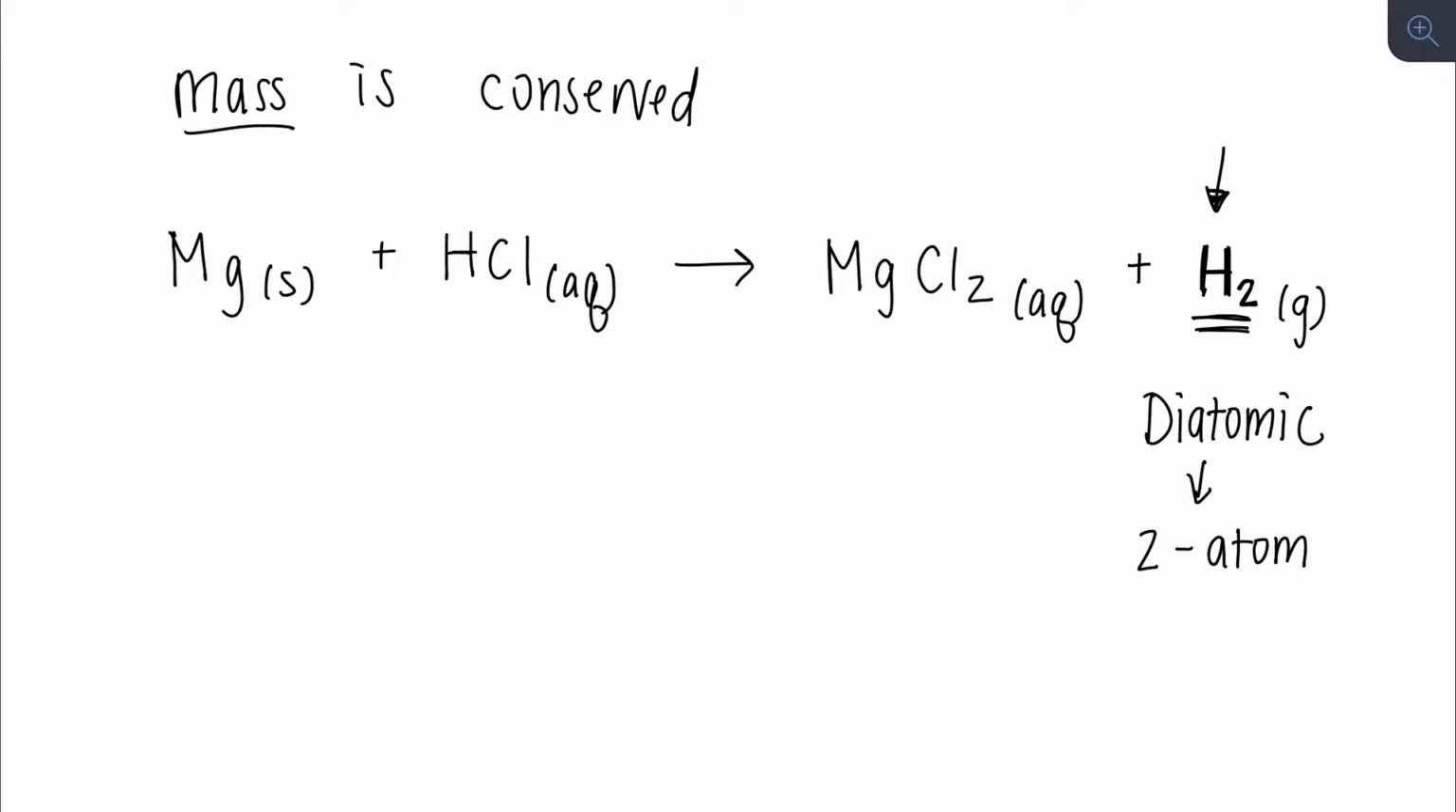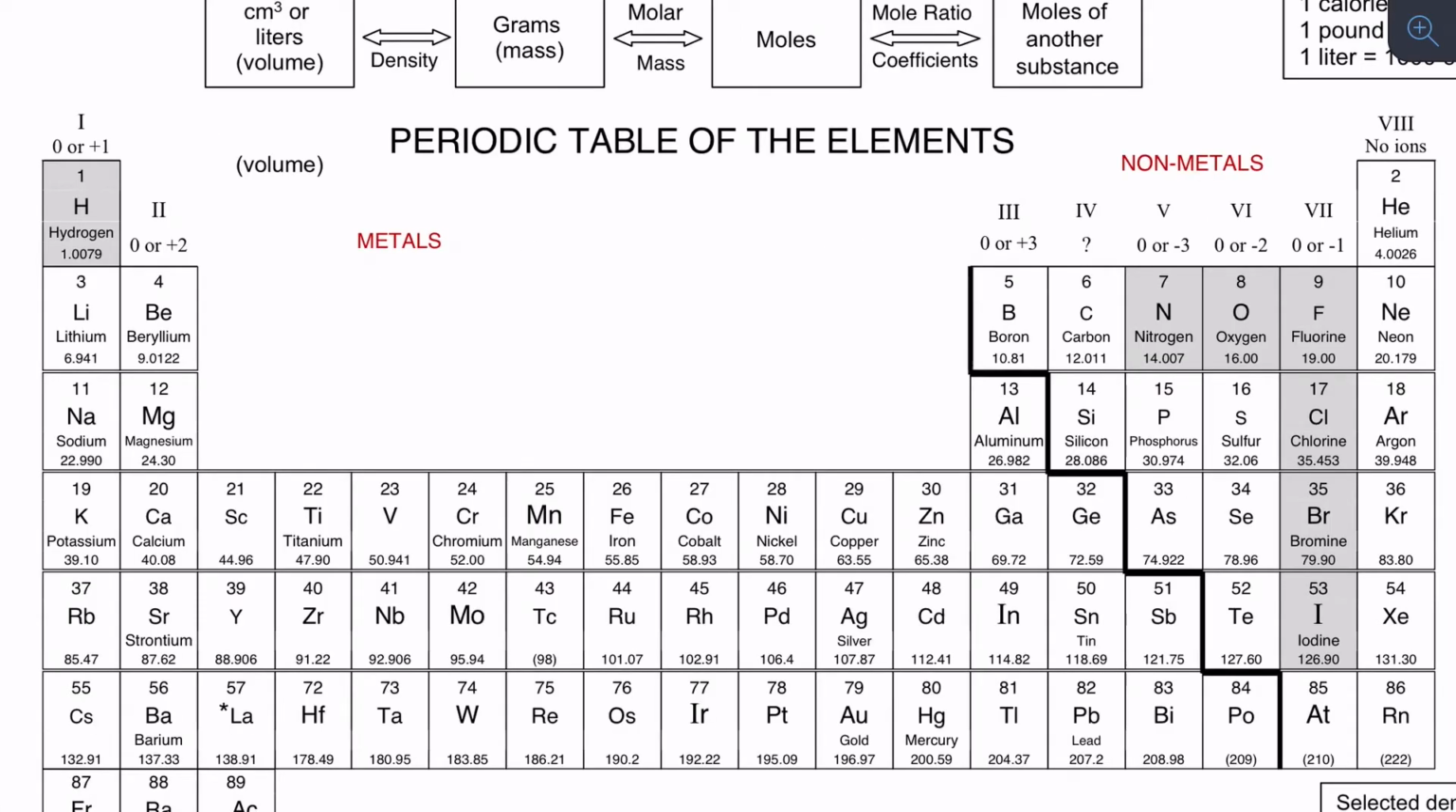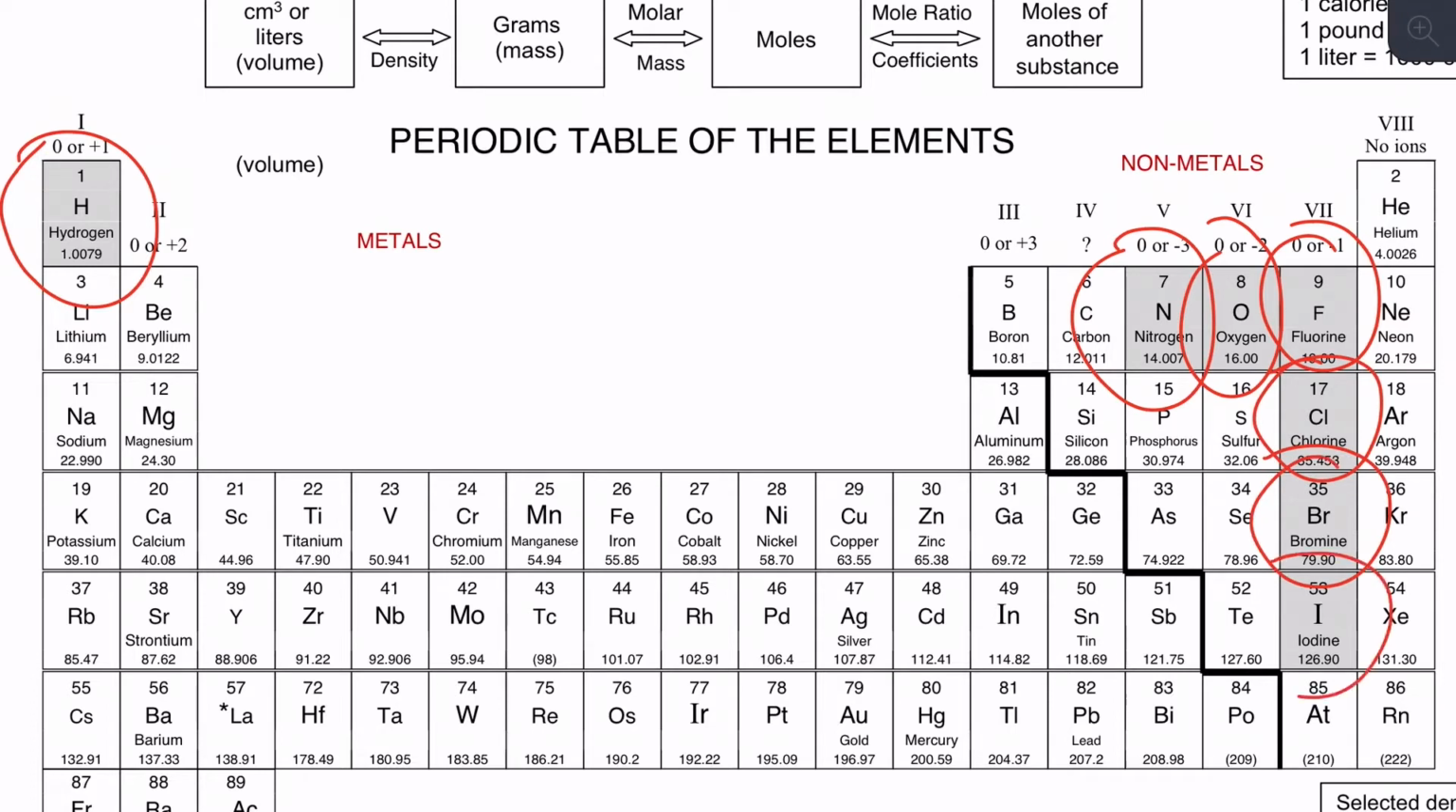There are other diatomic elements as well. You can find those on your periodic table. If you look on the periodic table, you'll notice that some of the elements are shaded in. They're this darker gray color. Those elements are diatomic. We call these the Magnificent Seven. Anytime that hydrogen is on its own, just hydrogen gas, it'll be H2.